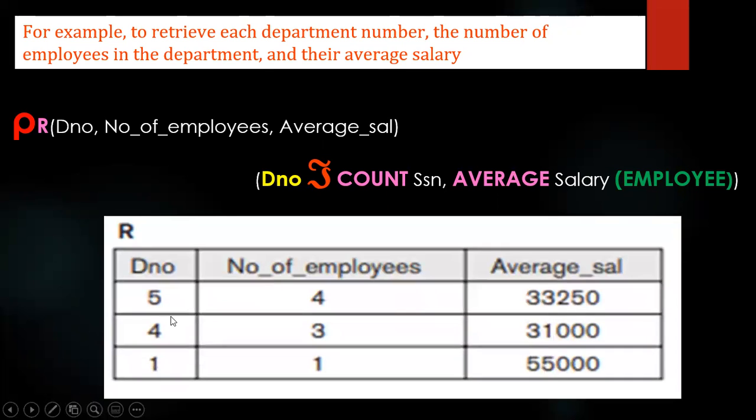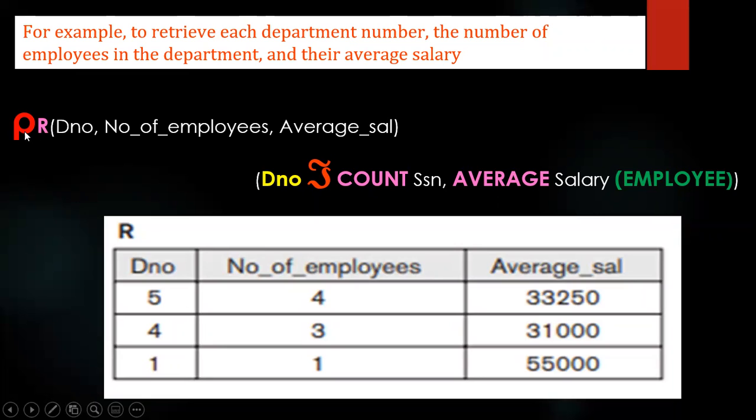If I see the resultant table here for department number 5, the result will contain the columns like, first it will display the grouping attribute, Dnum, followed by the aggregate function attributes. Now here it should display count_SSN, but it has not displayed count_SSN. It has displayed number of employees. So why has it displayed number of employees? That we have done with the help of the rename operator.